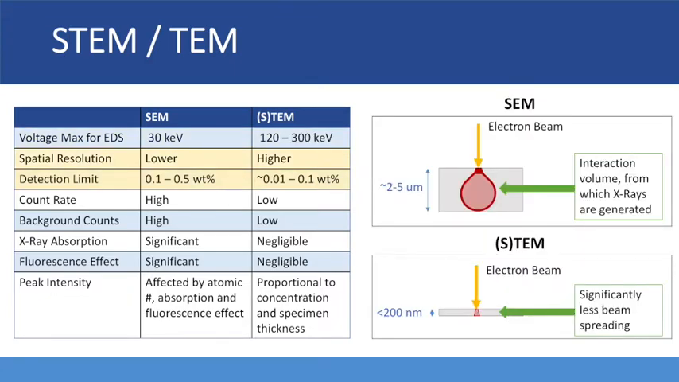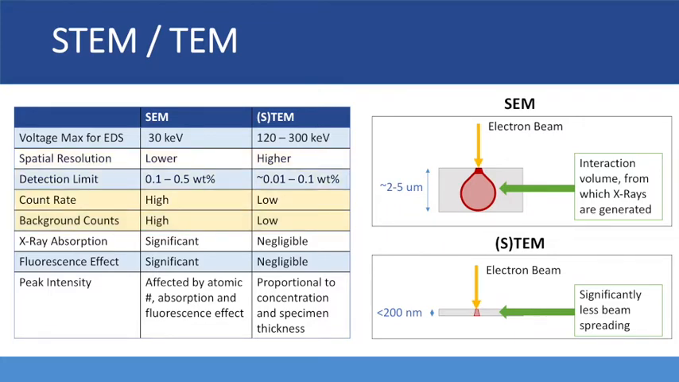Spatial resolution is lower in the SEM due to the scattering of the beam in the comparatively thick sample specimens, as well as the size of the interaction volume, which can be about 2 to 5 microns. But in the thin TEM or STEM samples that are 200 nanometers or thinner, there's less spreading, as well as having a higher incident beam voltage. Therefore, it gives a higher spatial resolution. This also plays a role in it having a lower detection limit than that of the SEMs.